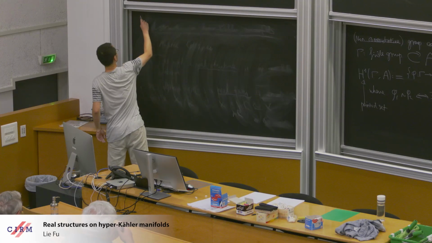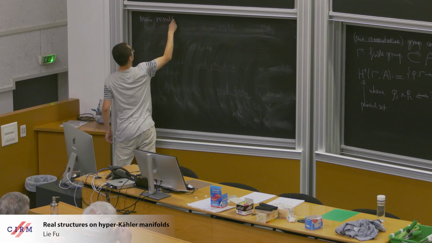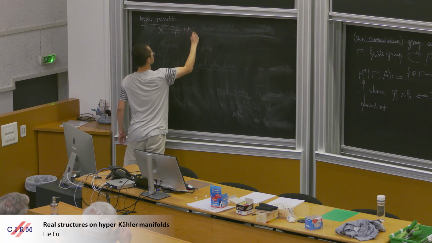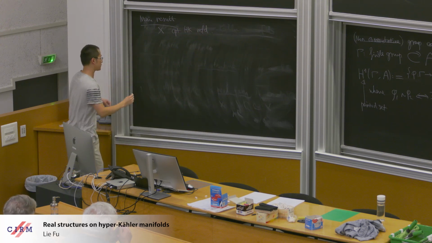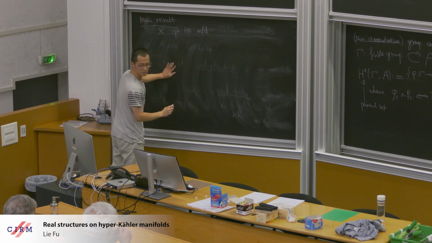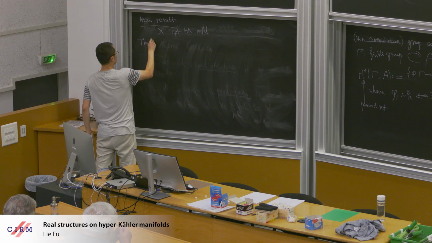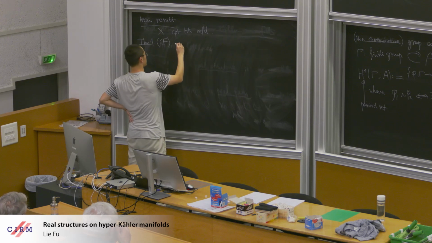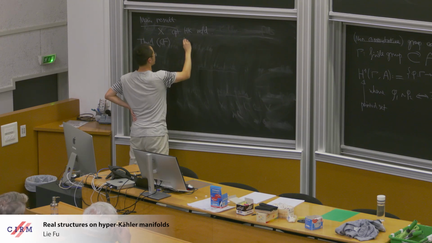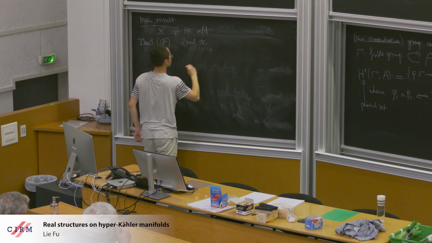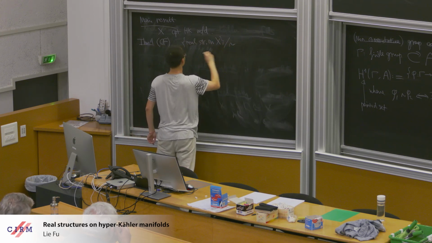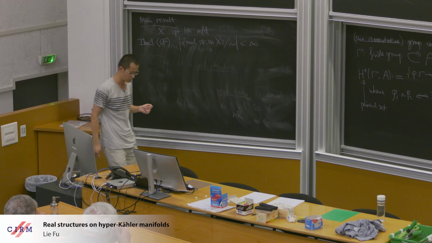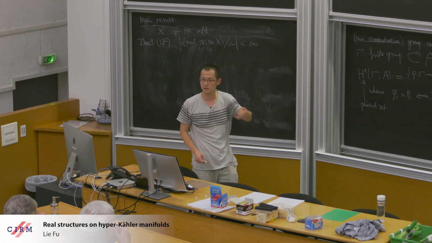So let me state the main result. Let X be a compact hyper-Kähler manifold. Then the first theorem, joint with Catania, is that there are only finitely many real forms, real structures on X, up to conjugation. Okay, so that responds positively to the question that I asked. So it's a generalization of your result.